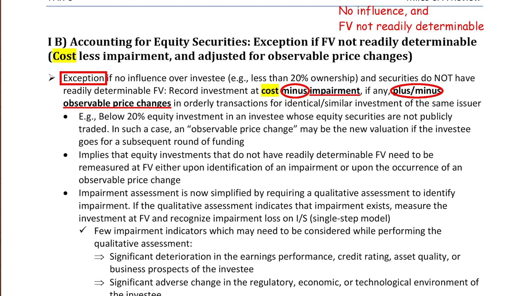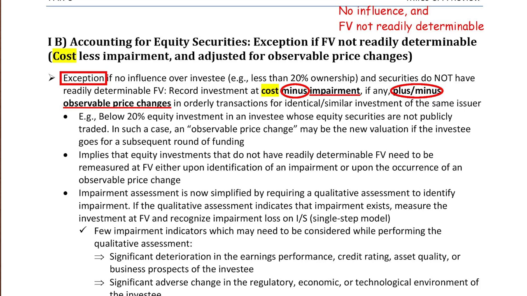So let's look at an example where an investor owns less than 20% of an investee whose equity securities are not publicly traded. So basically a private company investee. Now in that case, the fair value of those equity securities held by the investor is not readily determinable and the exception rule kicks in, where the investor records those securities at cost.